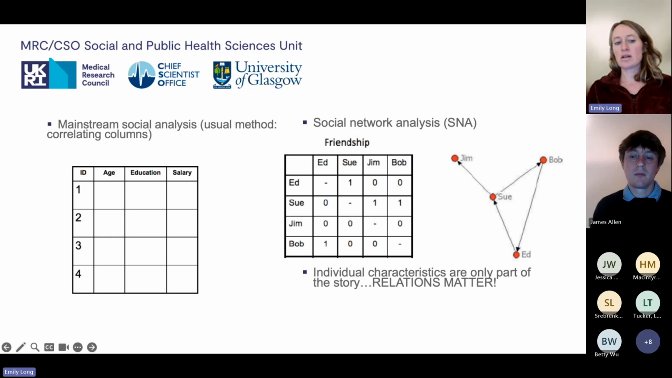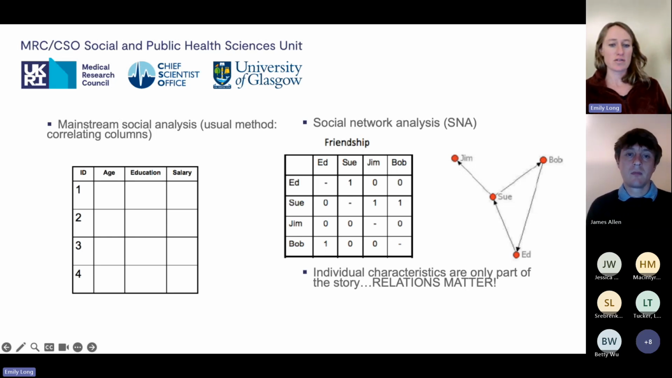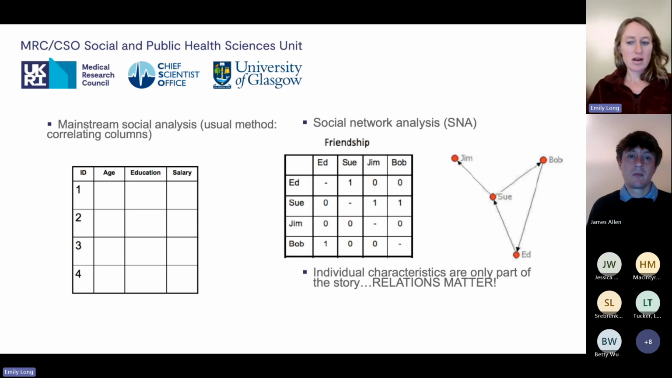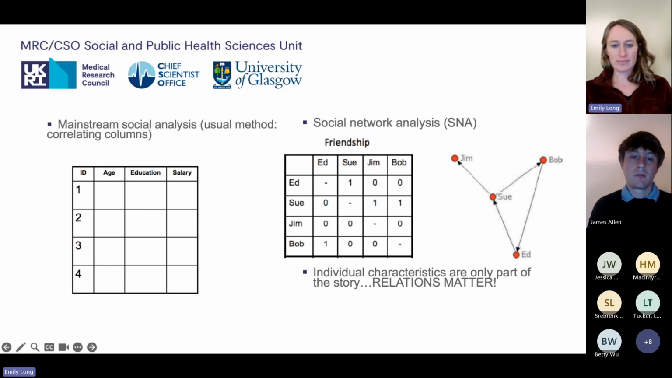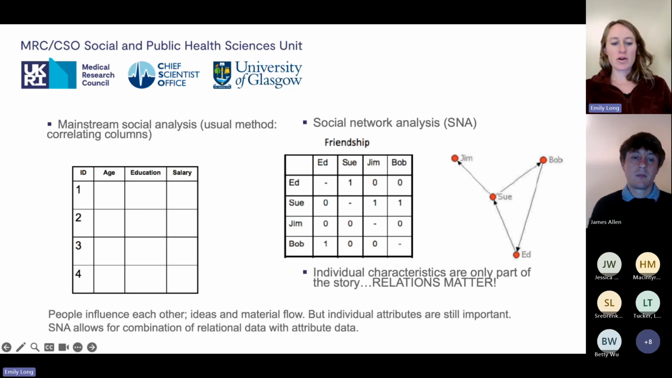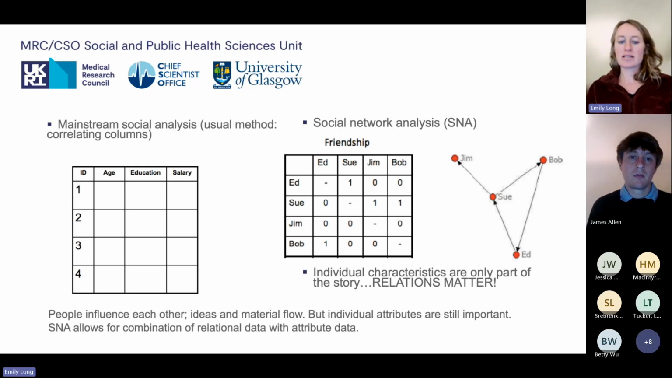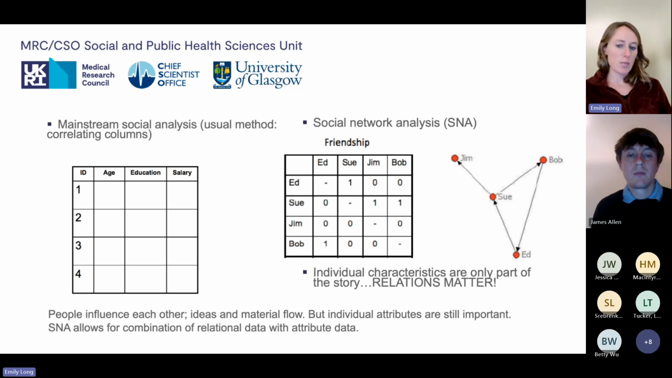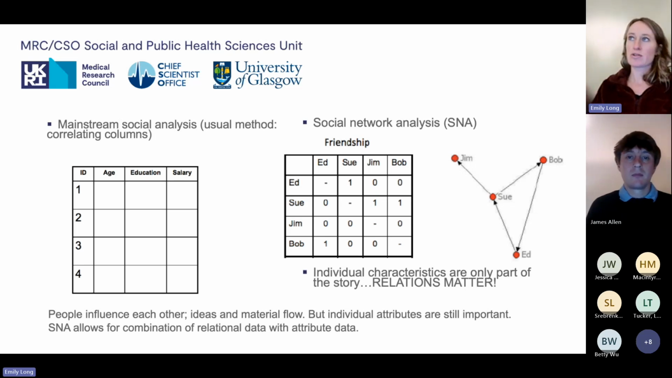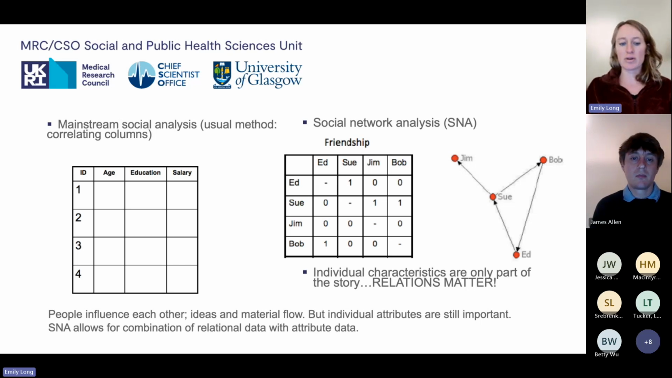You would consider these individual characteristics, but you would say that they are only part of the story of why someone is a vegetarian. It also probably has to do with the friendships in their life. So the concept basically is that people influence each other, and ideas and materials flow through networks, but we're not saying that networks are the only thing that's important. There are also individual attributes that matter. So social network analysis is basically the combination of relational data and attribute data.